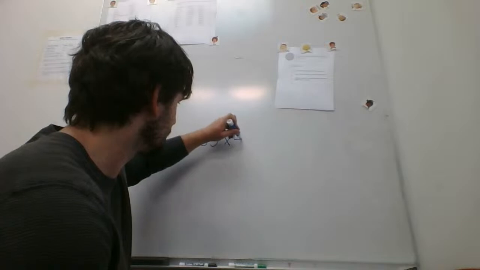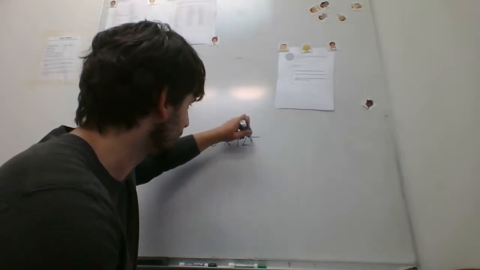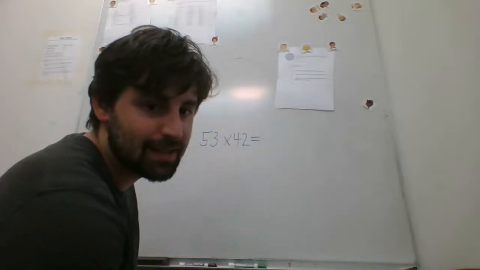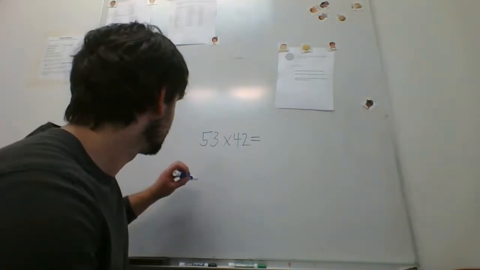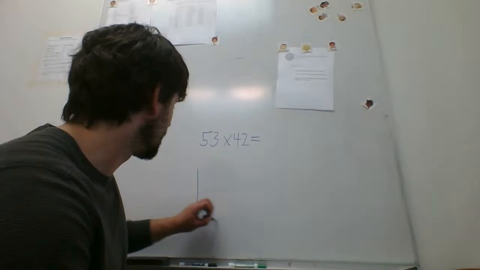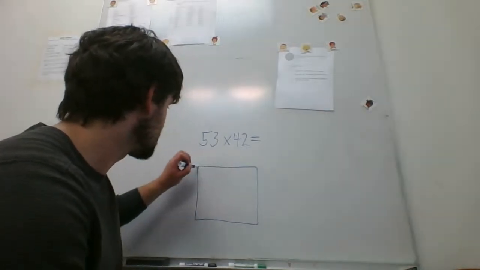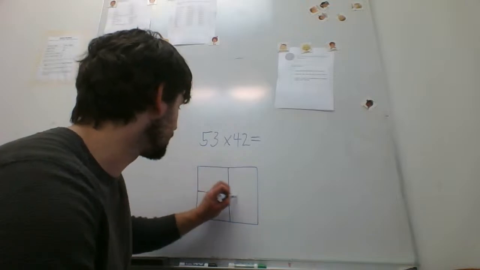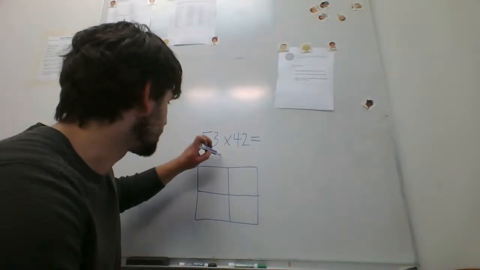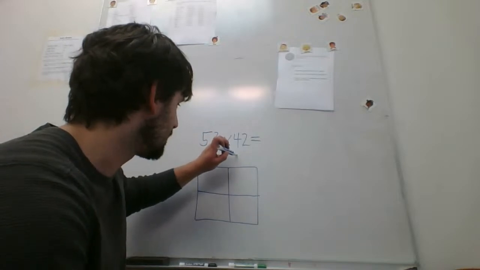53 times 42. That is my next problem. Again, we are using the LATTICE method. So I'm going to make a square. I want room for 2 digits on top and 2 digits along the side. So originally we set it up the same way we set up the area model.